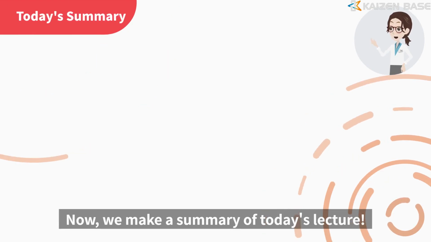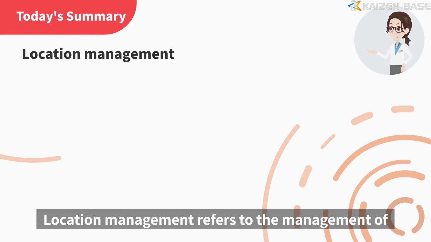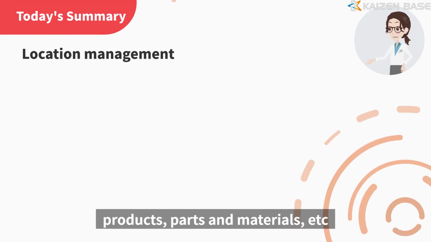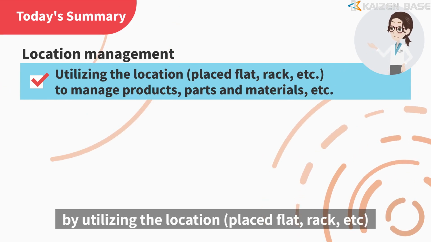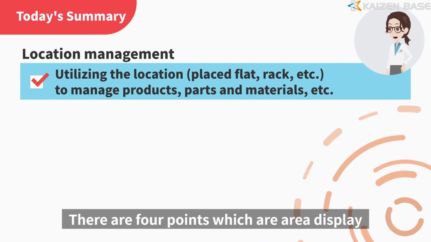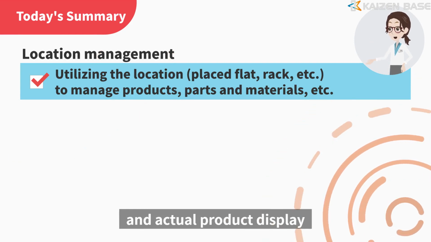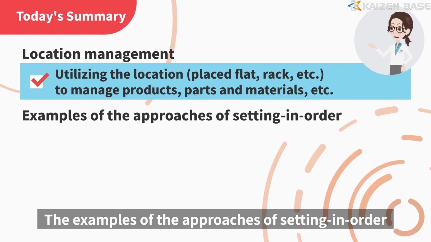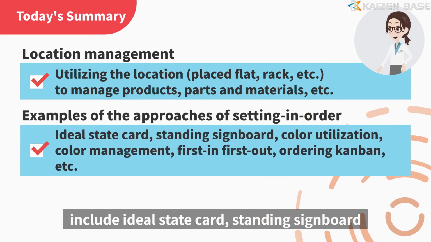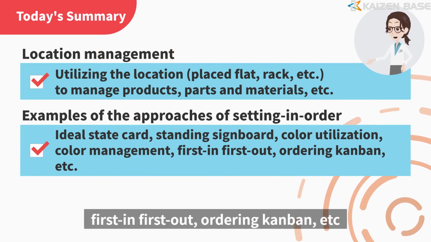Now, we make a summary of today's lecture. Location management refers to the management of products, parts and materials, etc. by utilizing the location, placed flat, rack, etc. There are 4 points which are area display, location indication, block number display and actual product display. The examples of the approaches of setting in order include ideal state card, standing signboard, color utilization, color management, first in first out, ordering Kanban, etc.